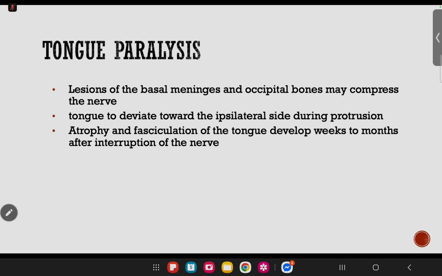The hypoglossal, or 12th cranial nerve, supplies the ipsilateral muscles of the tongue, and lesions of the basal meninges and occipital bones may compress the nerve in its extramedullary course or in the hypoglossal canal. A nerve lesion causes the tongue to deviate towards the ipsilateral side during protrusion due to ipsilateral genioglossal weakness. In addition to the weakness of tongue movement towards the affected side, atrophy and fasciculation of the tongue develop weeks to months after interruption of the nerve.